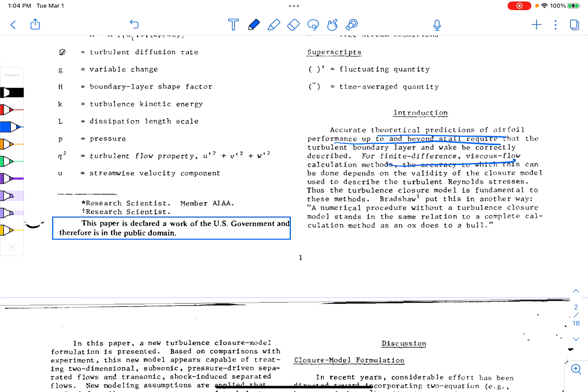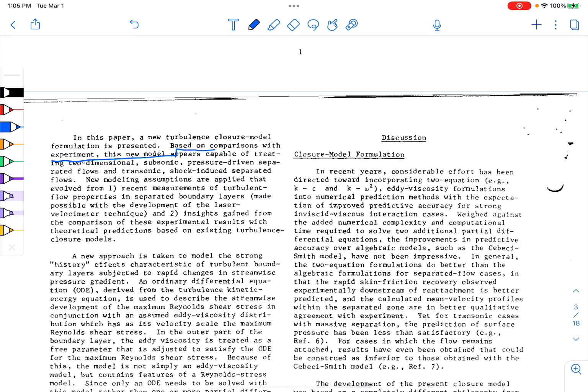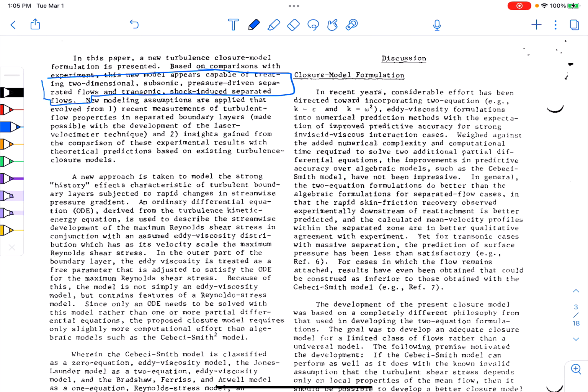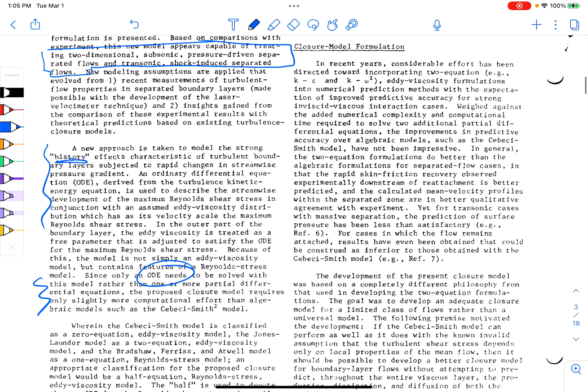And key things. It appears to be capable of treating two-dimensional subsonic pressure-driven flows which are transonic, shock-inducing, and separated. So you see this is a case where Baldwin-Lomax failed. And this paragraph I thought was very interesting. They're talking about trying to find and model the so-called history or memory of turbulence. And they do that through an additional ODE. And in here, they say exactly why they have a half equation solver.